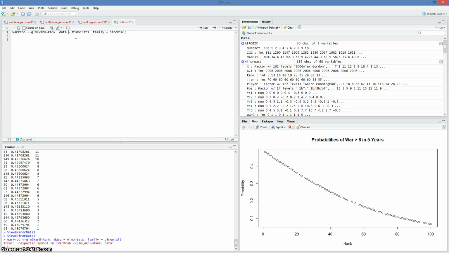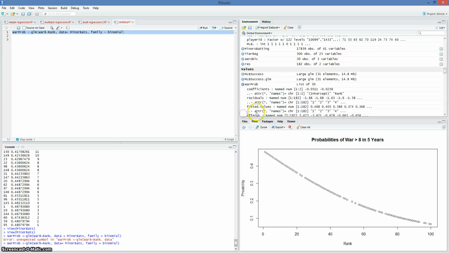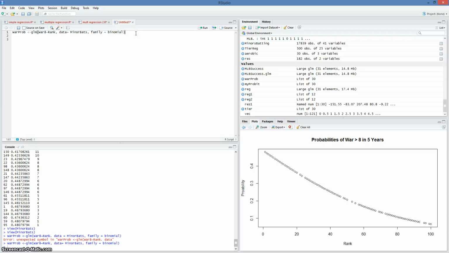It would appear I've forgotten a comma. And there we go. All right, so we have this WAR probability value right here. So let's get a summary of this data using the summary function.